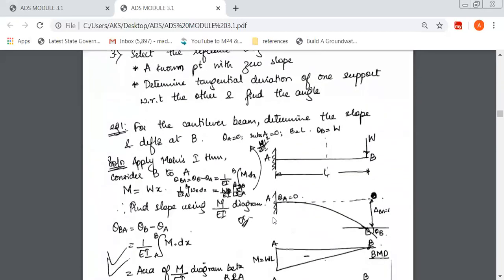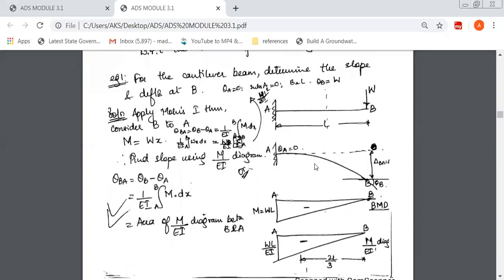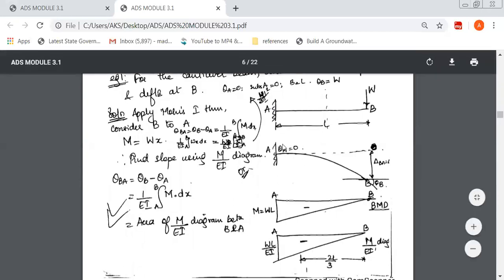Now, as we have discussed earlier, this is a cantilever beam with a point load at the free end. AB is a cantilever beam wherein A is fixed, B is free, and there is a point load W at B. If you want to find rotation and deflection, we first draw the deflected shape of the beam. This is the original beam and this is the deflected shape of the beam.